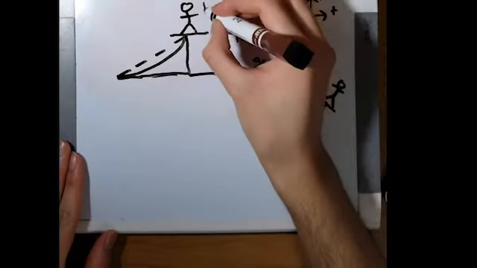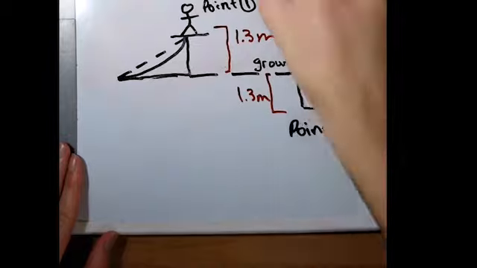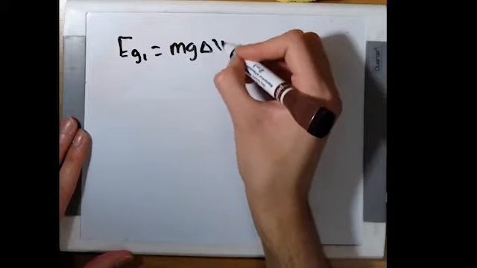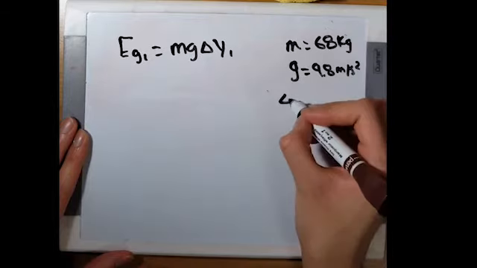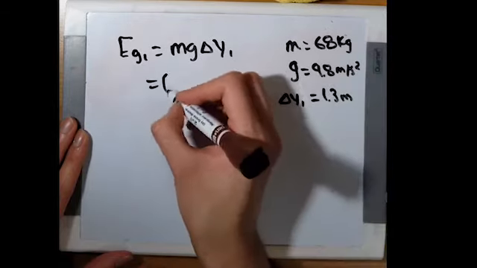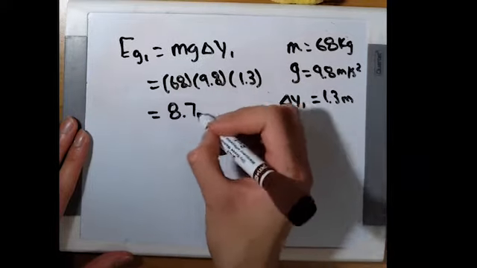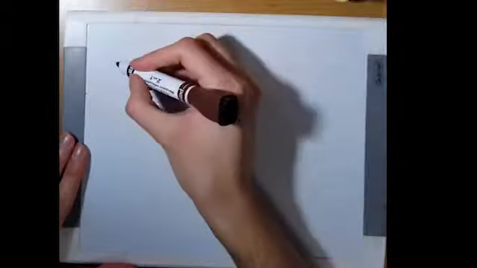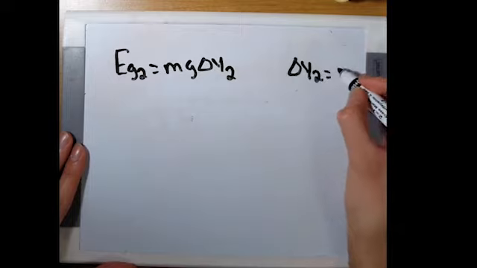Another factor in the rider's jump is a change in gravitational potential energy. This must be calculated as a change in energy that is too great will result in injuries or broken bones. The following sketch represents where I will be calculating Eg1 and Eg2 to find the change in gravitational potential energy. With the reference point as the ground, Eg1 is calculated using the formula Eg equals mg times delta y. And with a height of 1.3 meters and a mass of 68 kilograms, we can find that Eg1 is equal to 8.7 times 10 to the 2 joules.